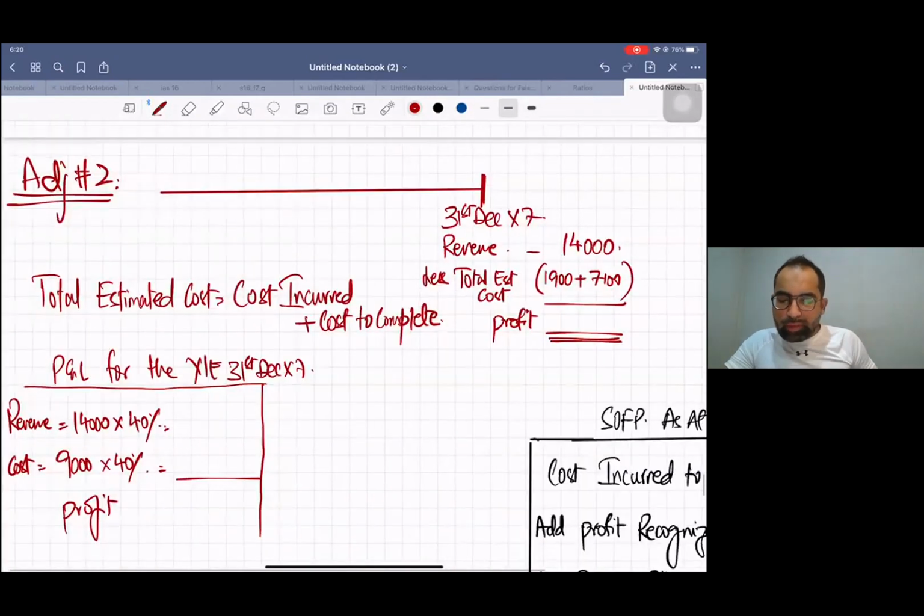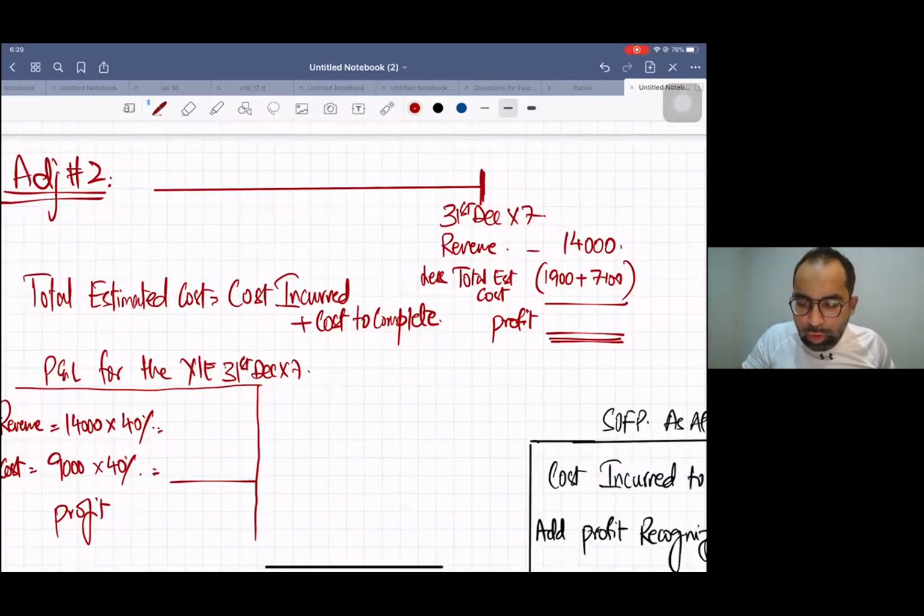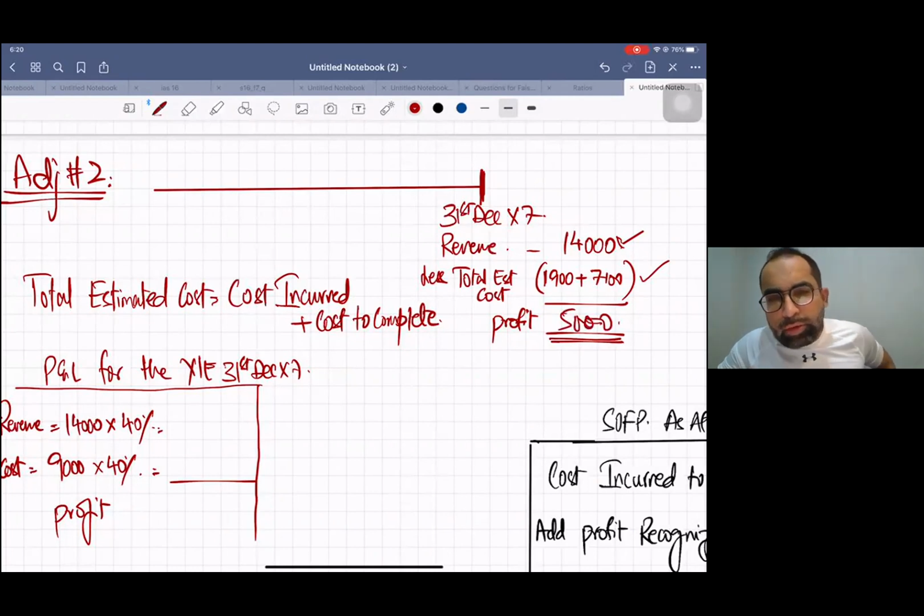See, this is the year end. Always at the year end, we need to check whether the contract is in profit or loss, and for this, check total numbers. 14,000 is the total revenue, and 1,900 plus 7,100, that is 9,000, is the total estimated cost. So the contract is in profit. Whenever your contract is in profit, book revenue and cost according to stage of completion.